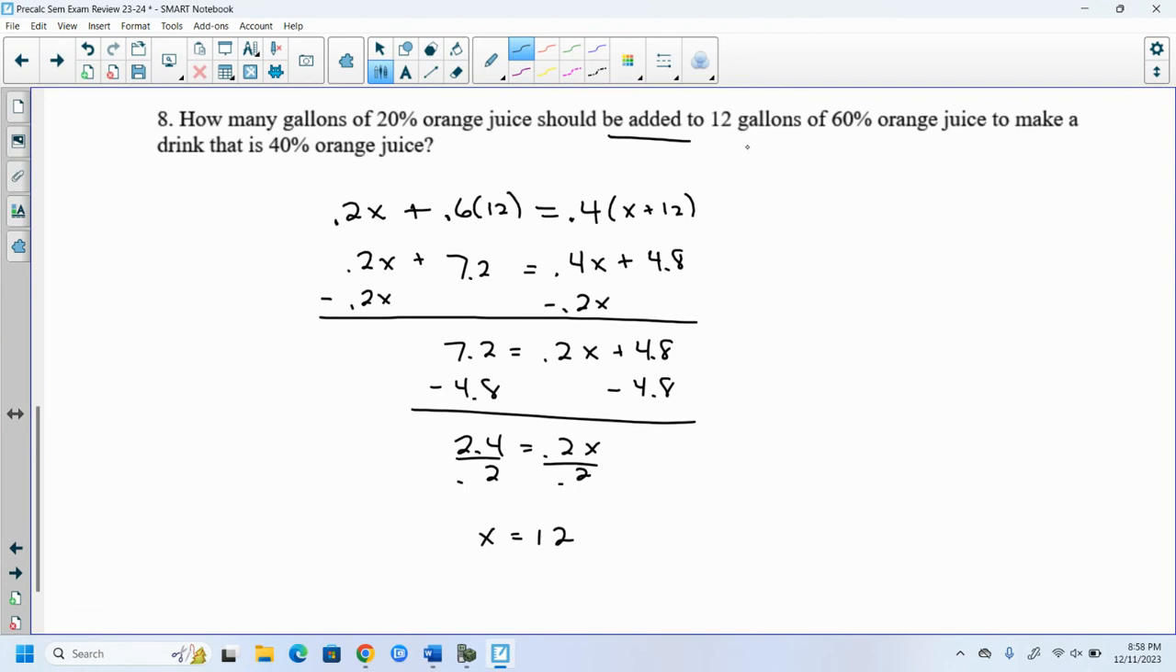Well, we started out with, we used 12 gallons of 60%. It's not always going to be the same. Don't assume that. That's just coincidence. But we do need 12 gallons of 20% OJ.